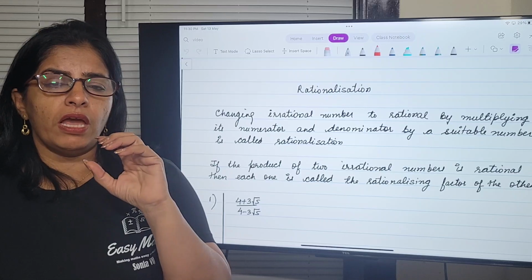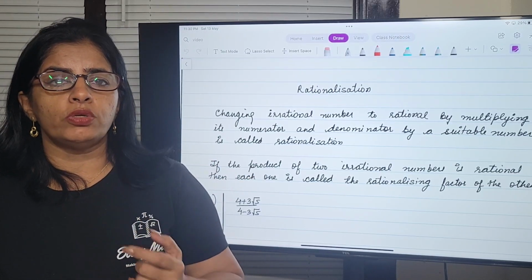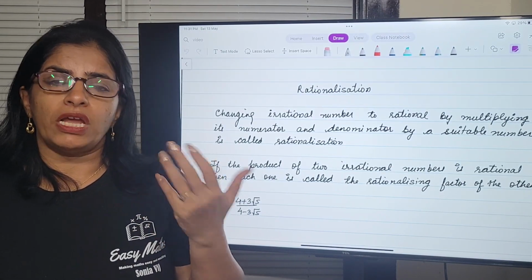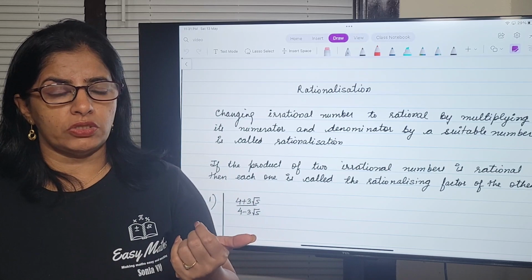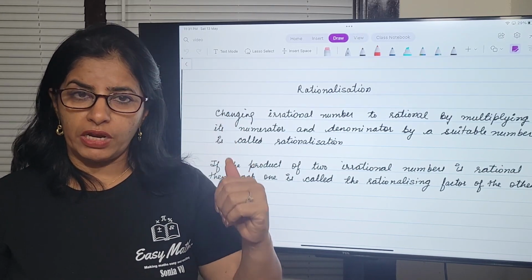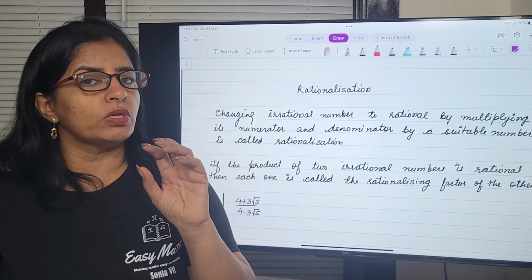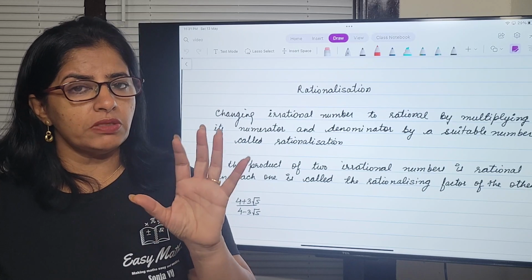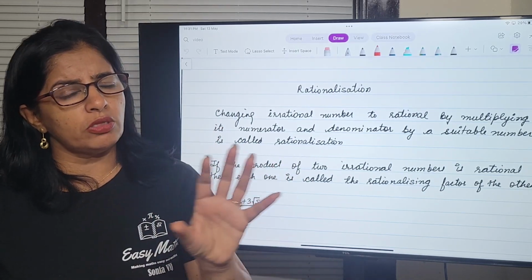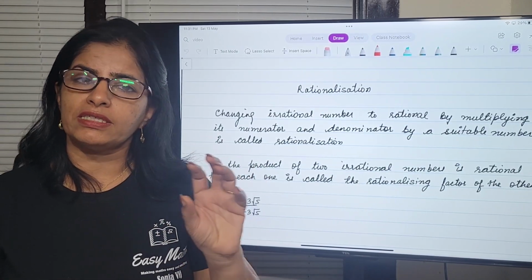Especially when we have an irrational number in the form of a fraction, we are going to try and change the denominator into a rational number. That's called rationalization. When we change the denominator of an irrational number to a rational number, the process is known as rationalization. That means we are rationalizing the denominator. But we don't usually write the whole thing, rationalizing the denominator. We write it as rationalization.